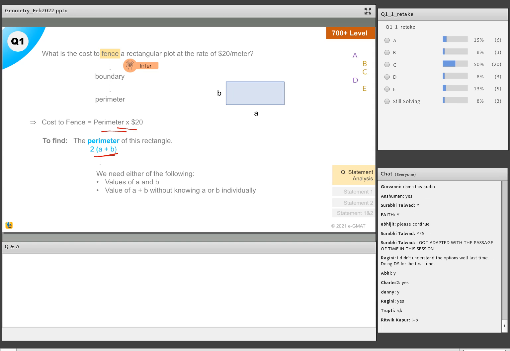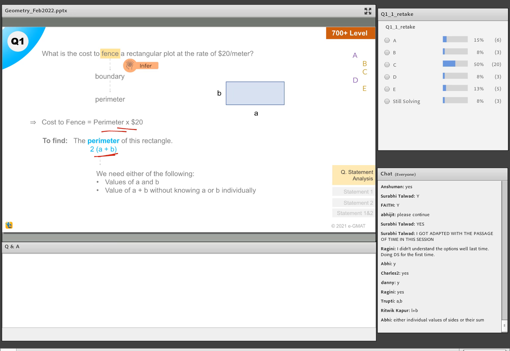Trupti says a, comma, b, which is also correct, but it's not necessary that I find a, comma, b. If I find a and b, then I will be able to find a plus b. Eventually, I have to find a plus b. So if I find a and b, that enables me to find a plus b, or as Abhi says, I may not always be able to find the individual values, but if I still find their sum, even without finding a and b, then also my purpose is served, right? So essentially, you find a plus b, you crack the question. That's what I want you to keep in mind as you go to statement 1.